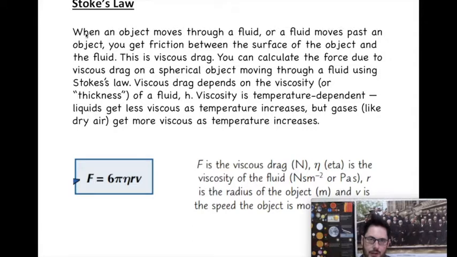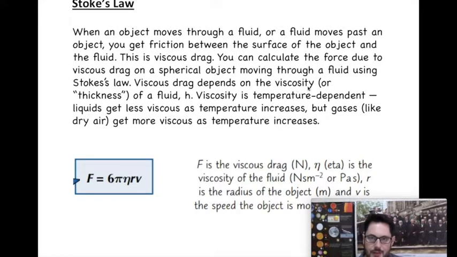Okay, so let's have a look. When an object moves through a fluid or a fluid moves past an object, you get friction between the surface of the object and the fluid. This friction is known as viscous drag, so that's our force that we're talking about. It's acting in the opposite direction to the motion, so we can call it a type of friction. You can calculate the force due to viscous drag on a spherical object moving through a fluid using Stokes' law.